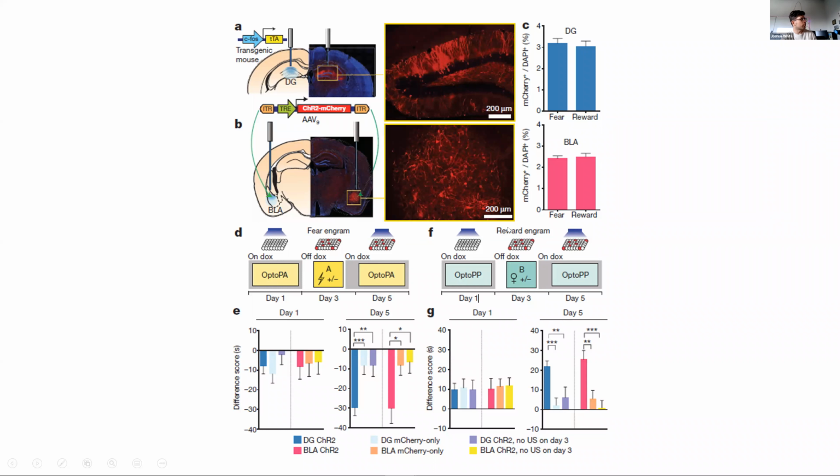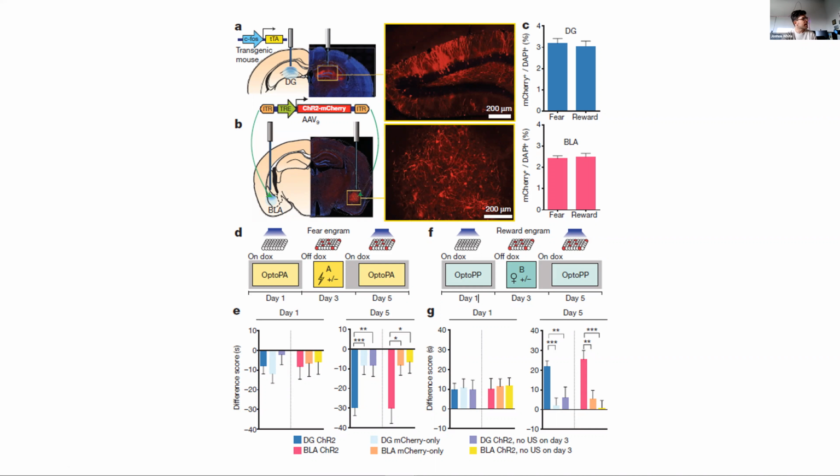And they have a reward engram. For the fear, they gave a foot shock, and for the reward, they allowed the animal to hang out with an animal of the opposite sex for a little while. That was the rewarding part of this study. And what they did was the same basic premise as the previous one. They activated the expression of neurons using CFOS, and then they optogenetically stimulated them.